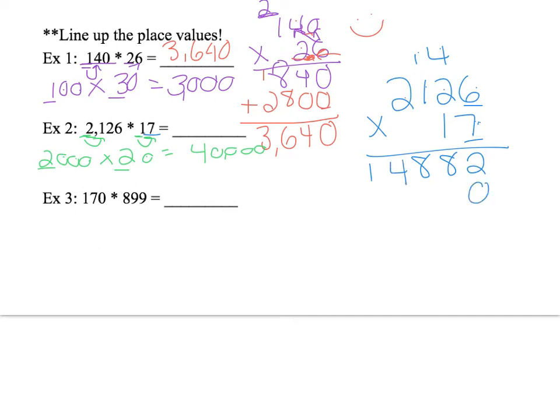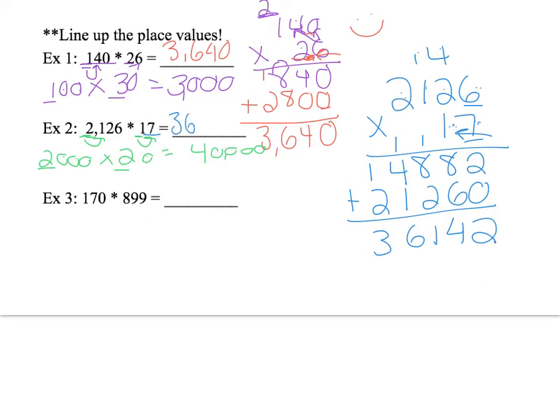Placeholder 0 because we have gone one digit in. 1 times 6 is 6. 1 times 2 is 2. 1 times 1 is 1. 1 times 2 is 2. Add them together. 2. 14 carry your 1. 11 carry your 1. 6 and 3. So our final solution is 36,142. And we look back at our estimate. We had 40,000 as our estimate.